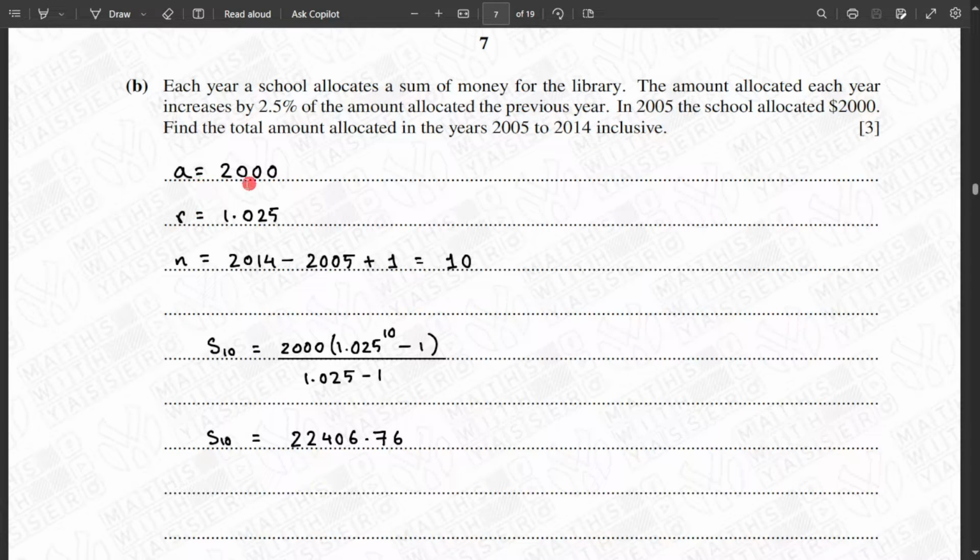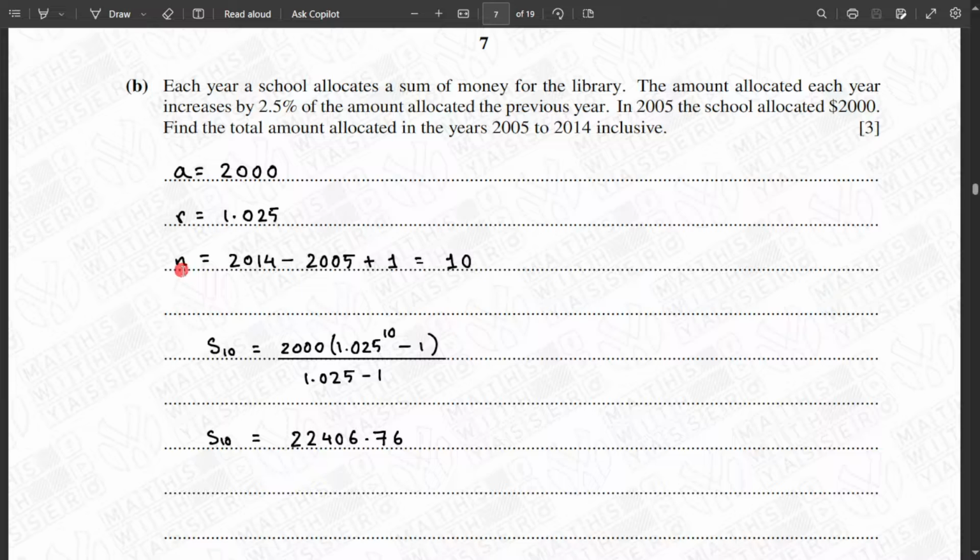So our first term is 2000, and since it increases by 2.5% each year, that means we have a geometric progression. So the common ratio should be 1.025, because when the amount increases, we have the original amount and an extra 2.5%. So 100% and 2.5%, when you convert this into decimals, it will give you 1.025.